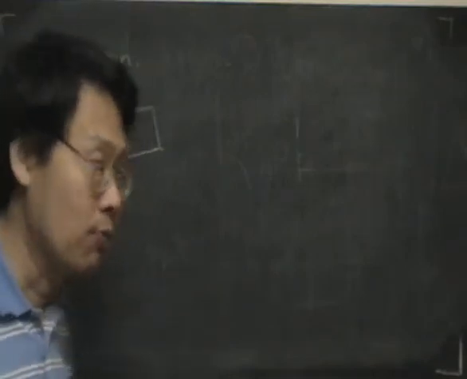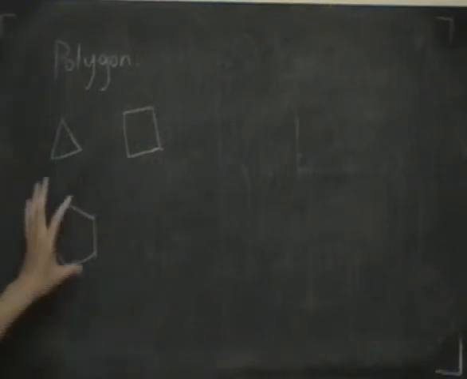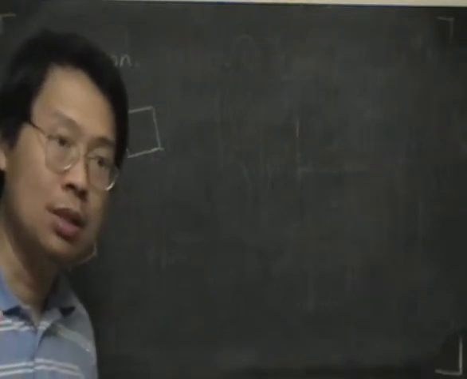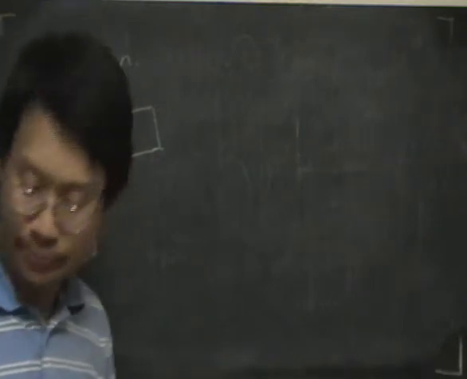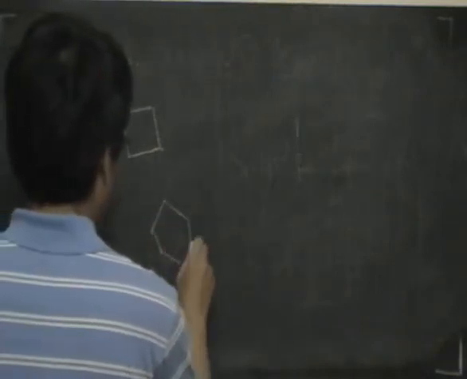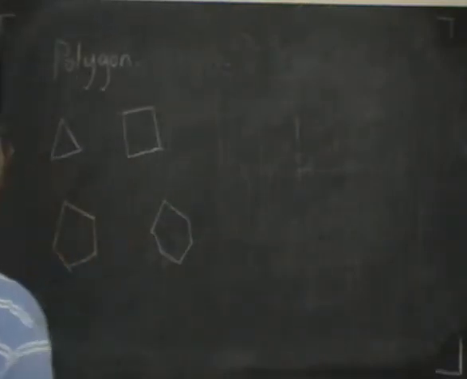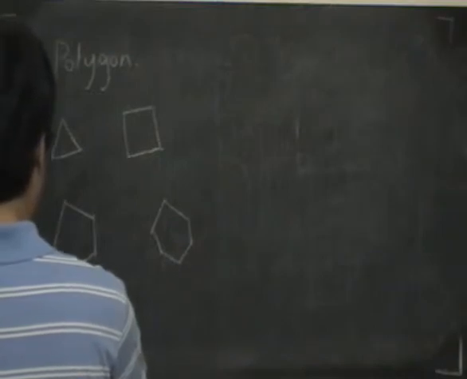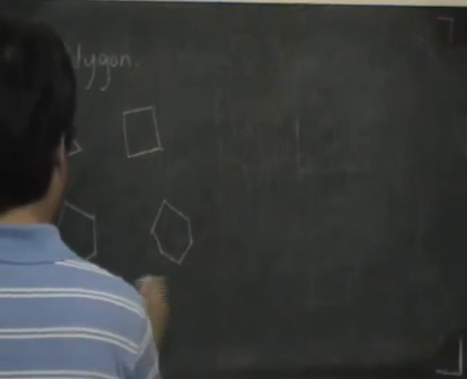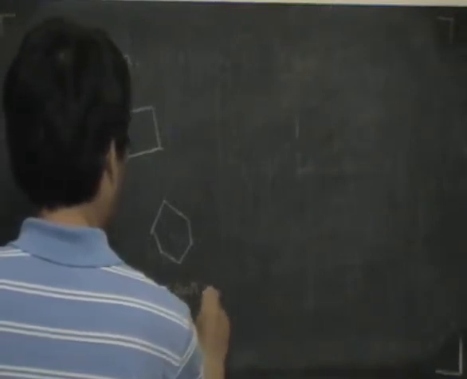How about a figure with 5 sides? That has 5 sides and is called a pentagon. So that's a polygon. Can I have a figure with 6 sides? Right, that's called a hexagon. Let me write down the name. And so on.